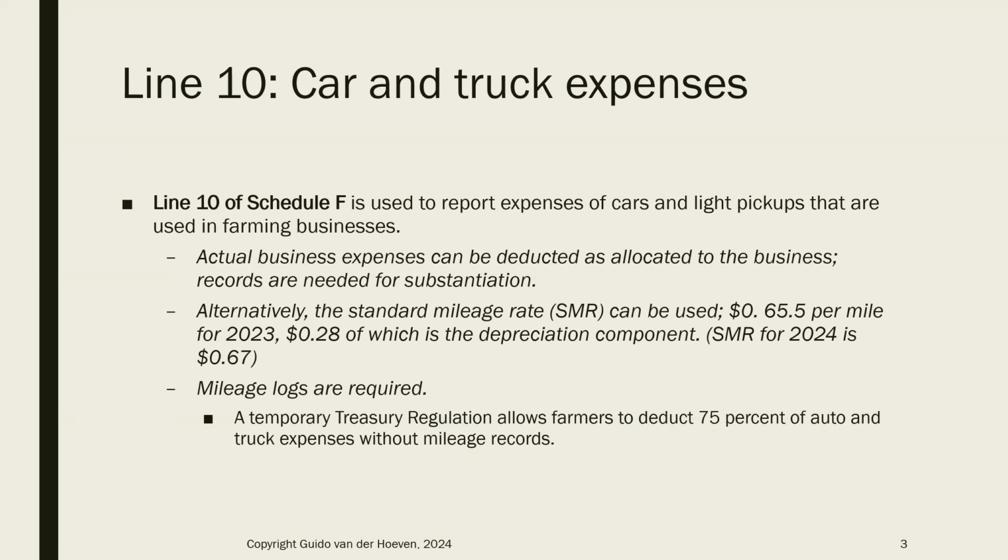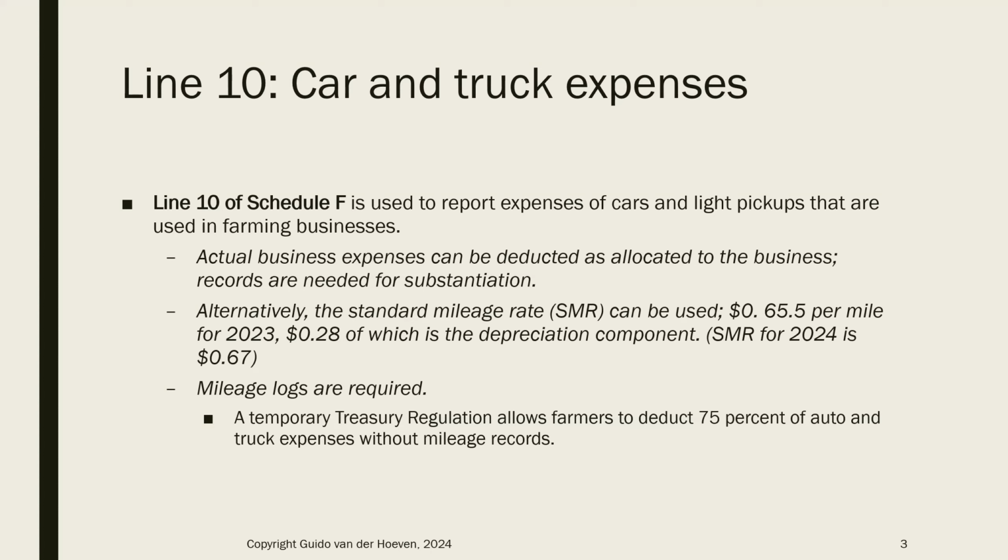The first line is going to be car and truck expenses, and there were several questions that came up in that document looking at how to do that. So let's look at line 10. This is where we report the expenses of cars and light pickups used in our respective farm businesses. Now, there are a couple of ways to do that.